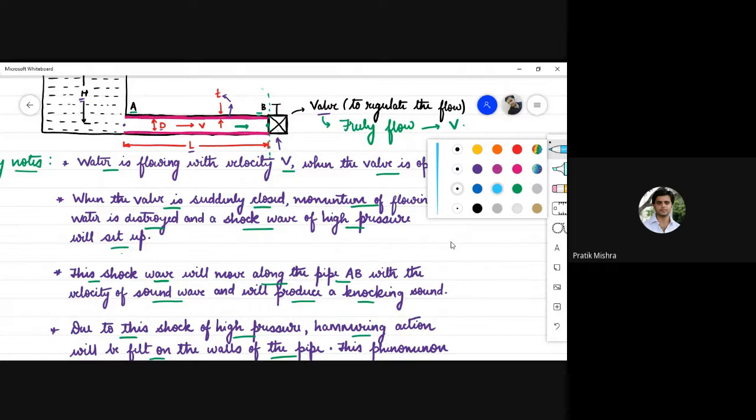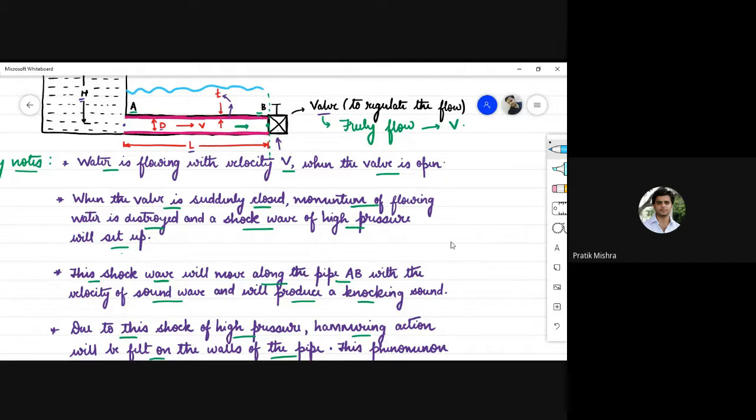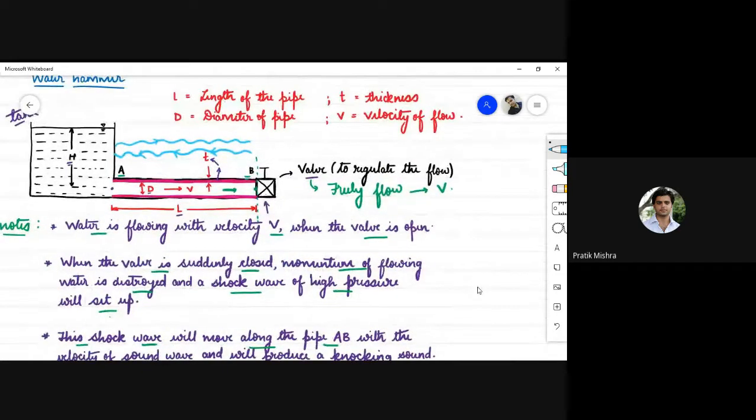Now look, this shock wave will propagate inside the pipe. This shock wave will start propagating from B to A, in this fashion, and then again from A to B. Okay, how does it propagate? Starting from B to A and then from A to B. A shock wave will propagate in this fashion. The velocity of this propagation is c, and this c is the velocity of the sound wave.